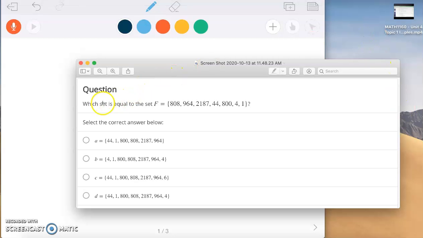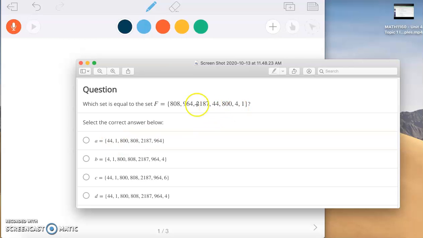So here we have which set is equal to the set F. Remember, when a set is equal to another set, it means that they have the same elements, but not necessarily in the same order. 1, 2, 3 and 3, 2, 1 are both equal, but they're not in the same order. So we just need to make sure we find the set that has all the same elements.